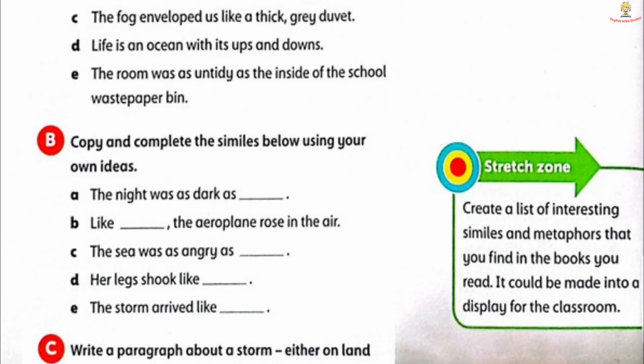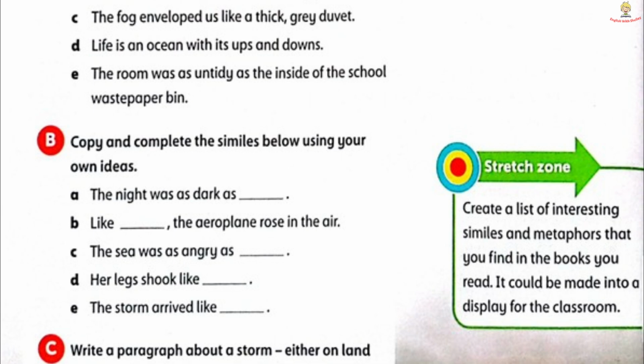Next sentence is the fog enveloped us like a thick gray duvet. This is a simile because here we use the word like, and fog is compared to a duvet, showing it covered everything completely. Duvet means thick blanket. Next sentence is life is an ocean with its ups and downs. This is a metaphor. We directly compare life with an ocean, which shows life has good times and bad times like waves. Last sentence is the room was as untidy as the inside of the school waste paper bin. This is a simile because here we use the word as. The room is compared to a rubbish bin, showing that the room is very messy.